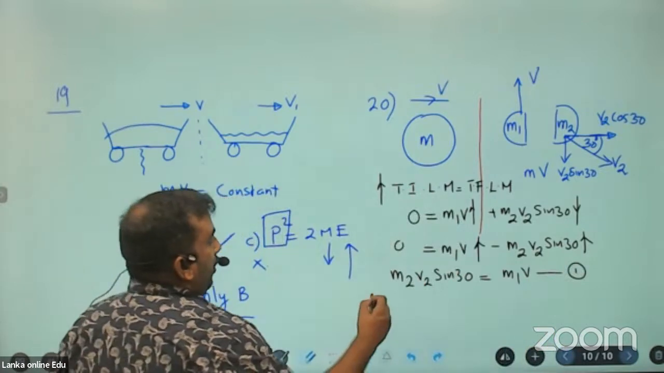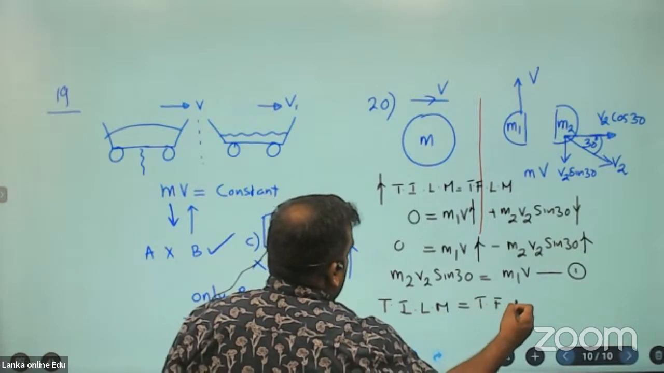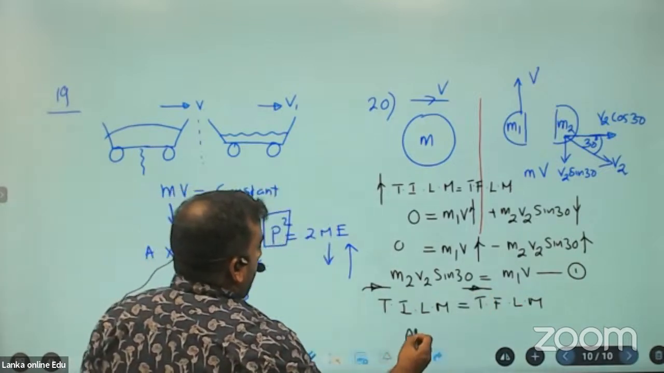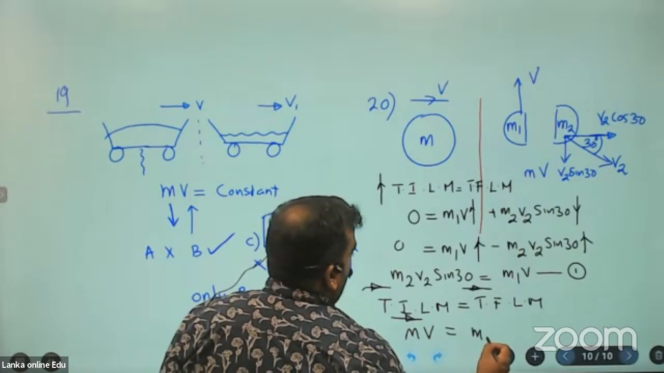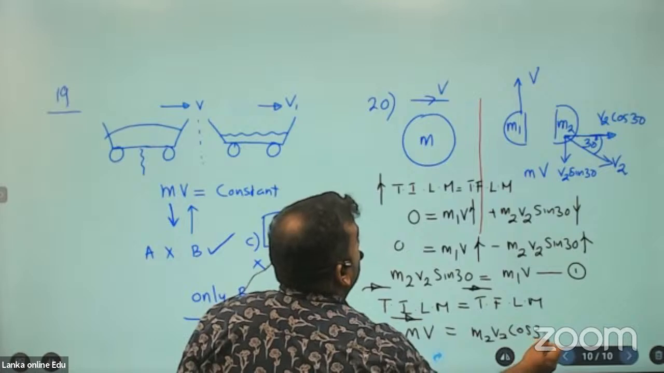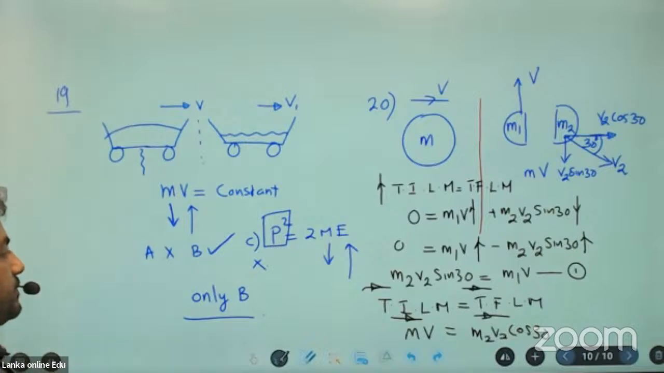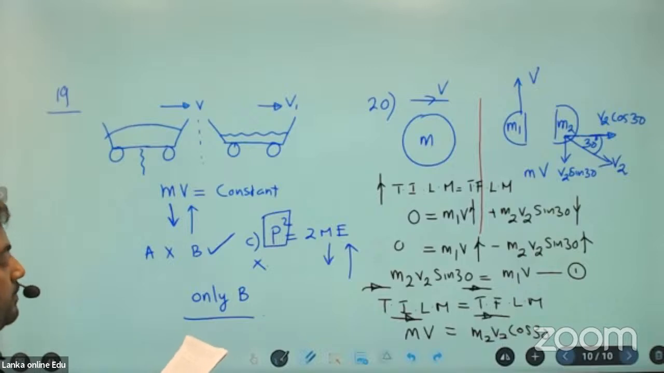What about the momentum in the forward direction? I'll show the long method, then the shortcut. Initial momentum MV forward, final momentum M2V2 cos 30. Right. They're asking you what's the ratio M2 over M.